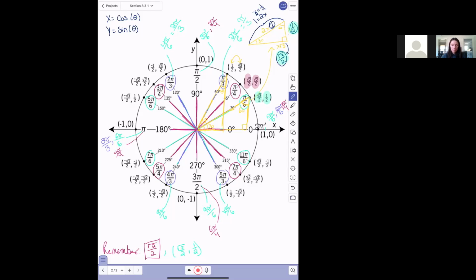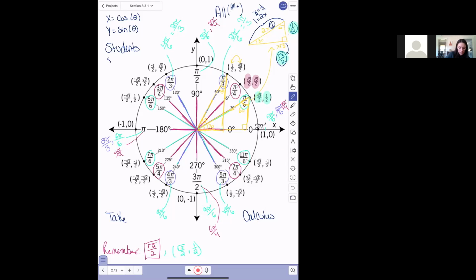So all you have to remember is all students take calculus. Okay, might not be true, but just pretend it is and remember it. Because this tells us that in the first quadrant, all are positive.